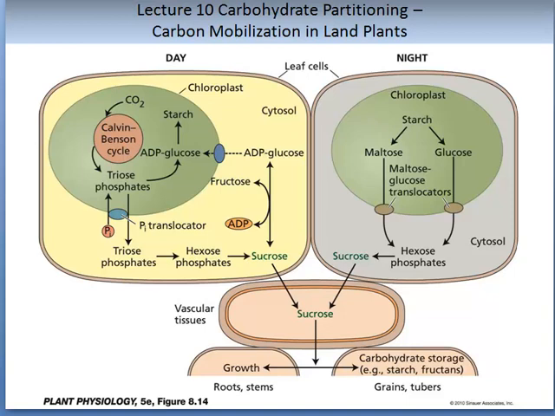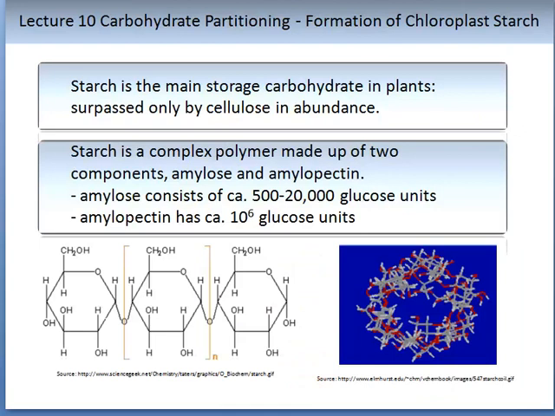It can be broken down into glucose or maltose. This can also be broken down into sucrose, which can again be moved into the vascular tissues. Starch is a very important component as it is the main storage carbohydrate in plants. It is surpassed only by cellulose in abundance.